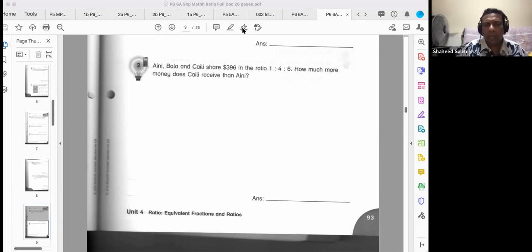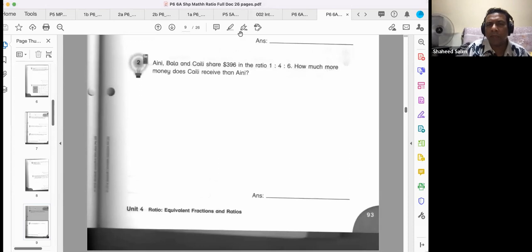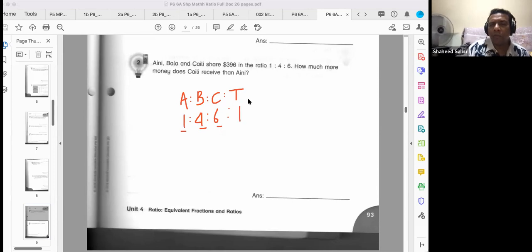For those who need help, remember, just write down what the names are. A stands for Aini, B stands for Bala, C stands for Chaili. So 1, 4, and 6. You can also open up a fourth one called total, the total amount of money. So you can count them: 6 plus 4 is 10, plus 1 is 11.